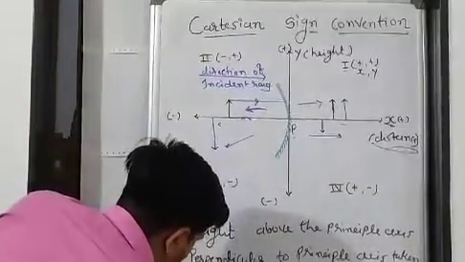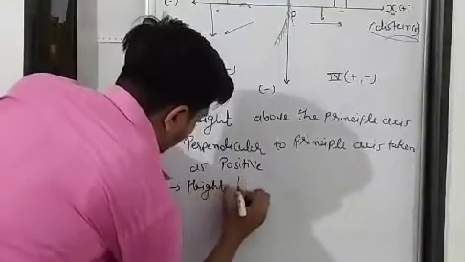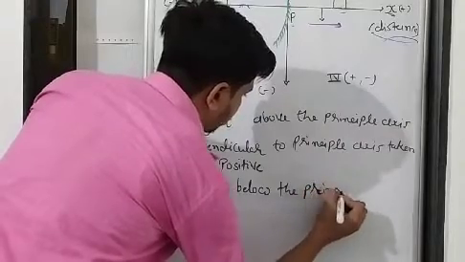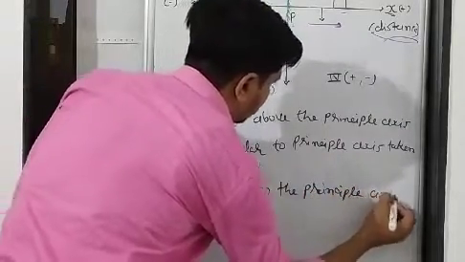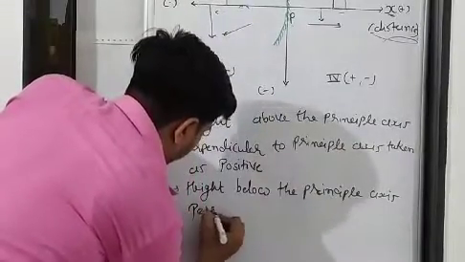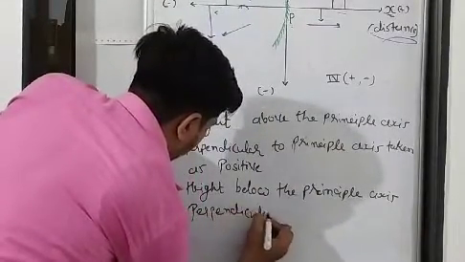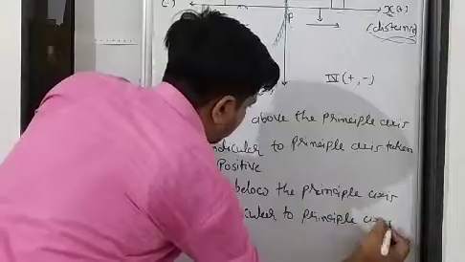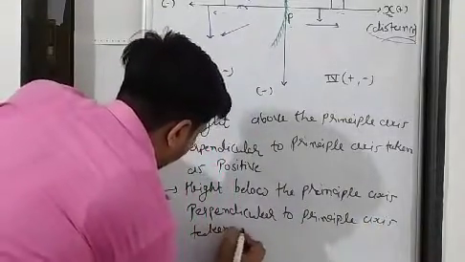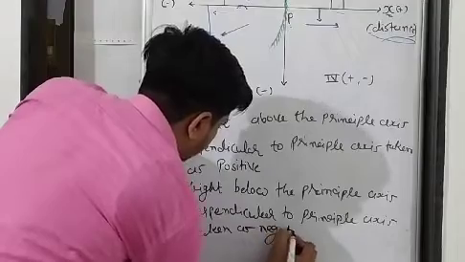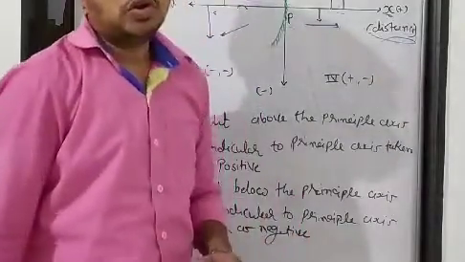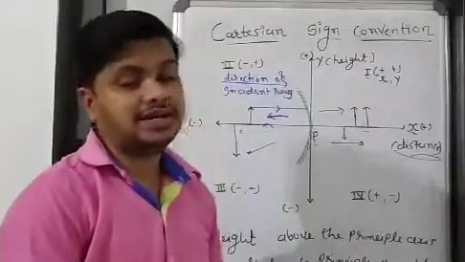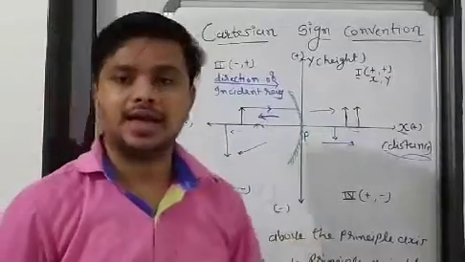And height below the principal axis, perpendicular to the principal axis, is taken as negative. The height which is below the principal axis should be taken as negative. Not only that, you have to measure that distance perpendicular to that axis.